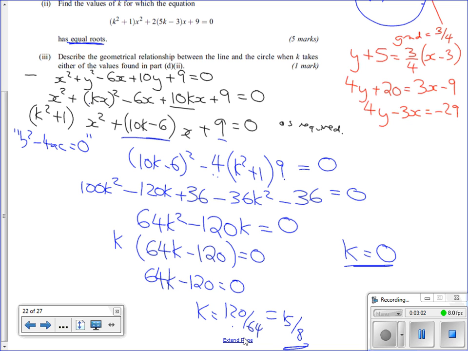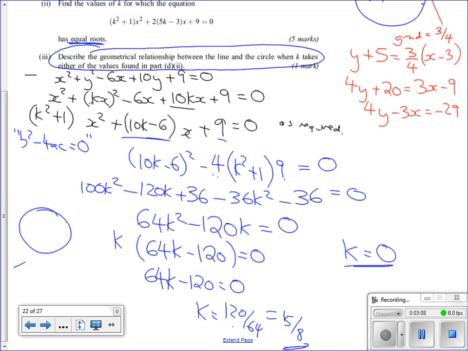Describe the geometric property. Well, if they've got equal roots, it means they're just crossing at the one point. No, that's 2 roots there. That's the orientation of the board. There's 2 roots because it crosses twice. Here's no roots because it misses, and so 1 root. There you go, 1 root's there. 1 root means they are tangents.